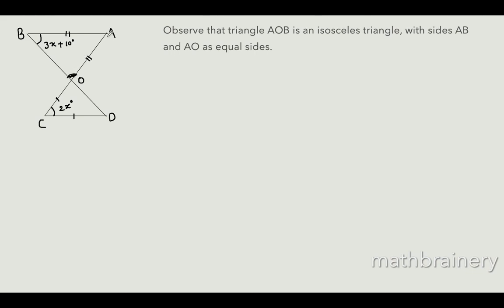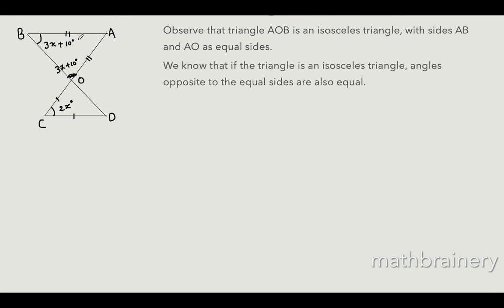Alright, and side AO is one of the other equal sides, so the angle which is opposite to this side AO is 3x plus 10. So these two angles must be equal. That means you must get this also as 3x plus 10. That means to say your angle ABO must be equal to angle BOA, which is 3x plus 10 degrees.